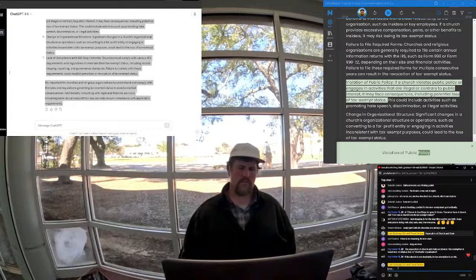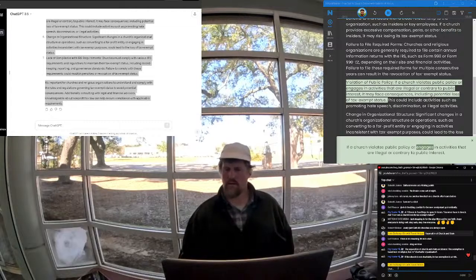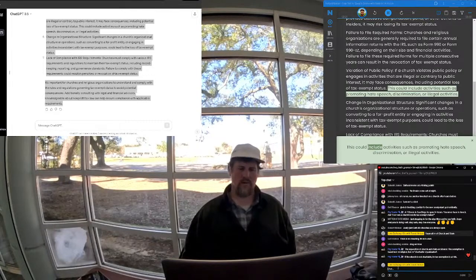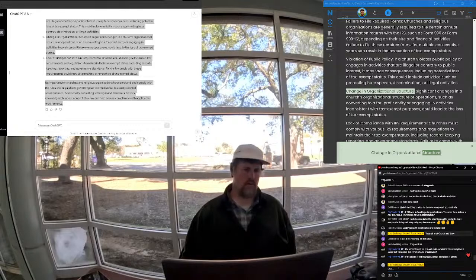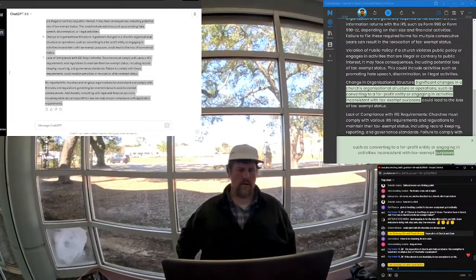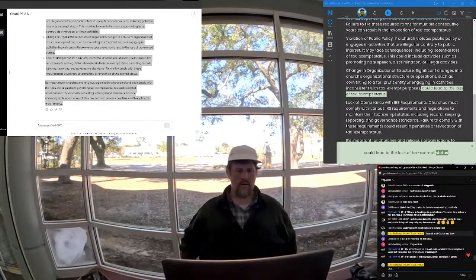Violation of public policy. If a church violates public policy or engages in activities that are illegal or contrary to public interest, it may face consequences, including potential loss of tax-exempt status. This could include activities such as promoting hate speech, discrimination, or illegal activities. Change in organizational structure. Significant changes in a church's organizational structure or operations, such as converting to a for-profit entity or engaging in activities inconsistent with tax-exempt purposes, could lead to the loss of tax-exempt status.